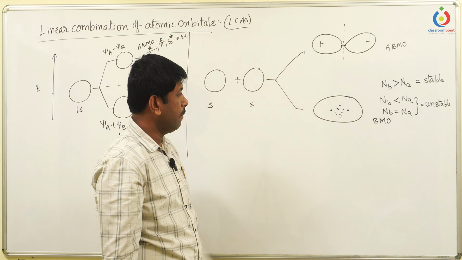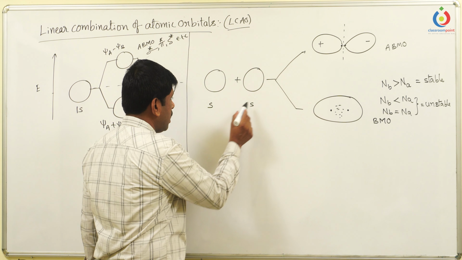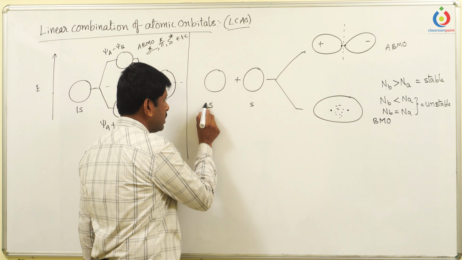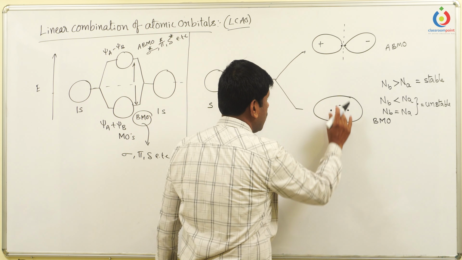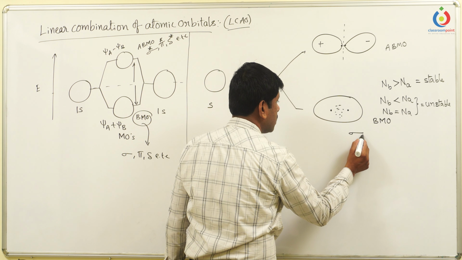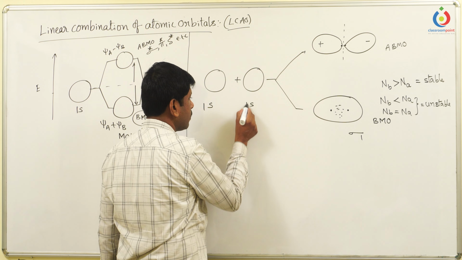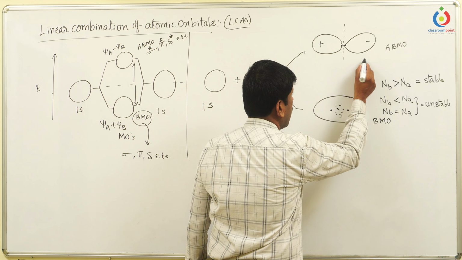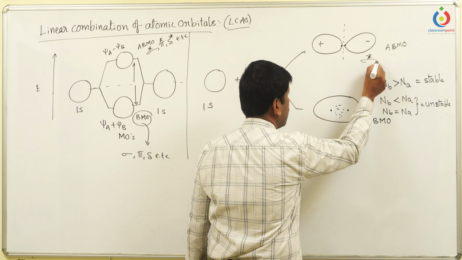Now let us see here. One is when s orbitals are intermixed. Whatever molecular orbitals are formed here are called sigma 1s orbital or sigma s orbital. I am taking 1s here. So that is sigma 1s, and this is said to be sigma star 1s.